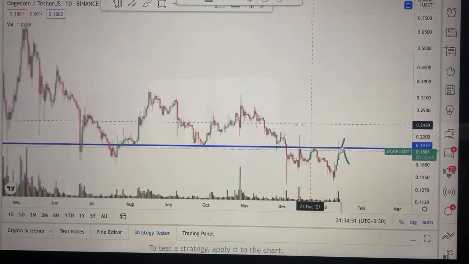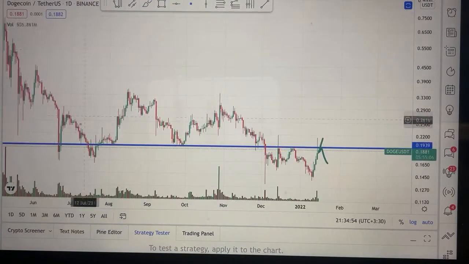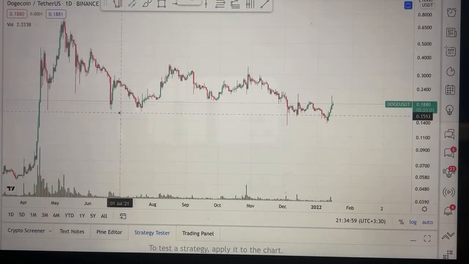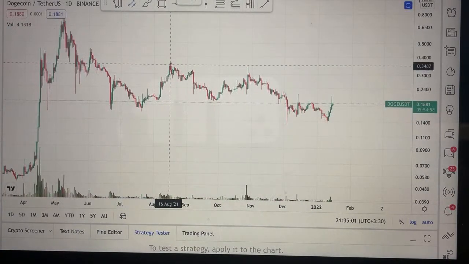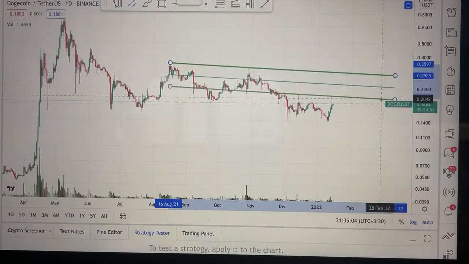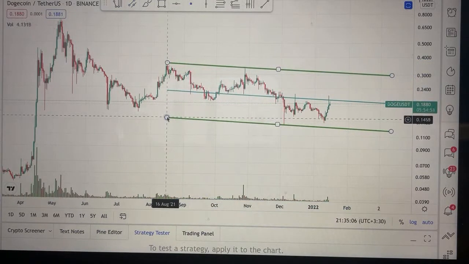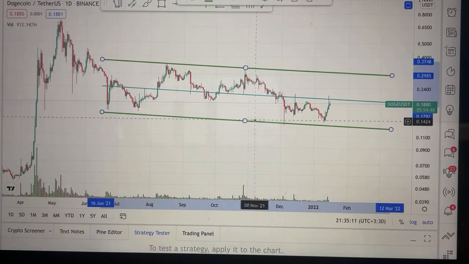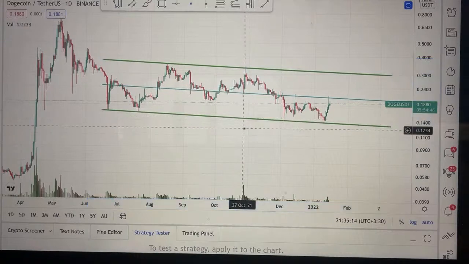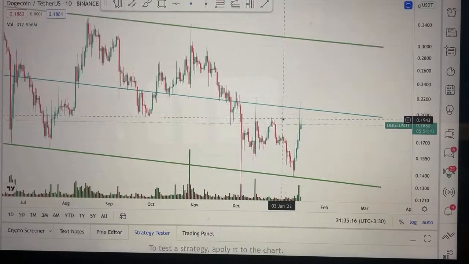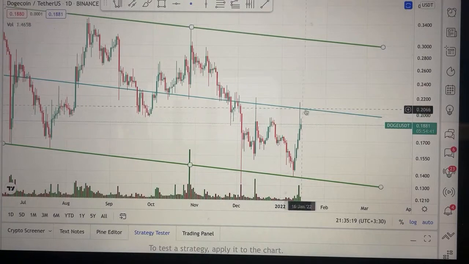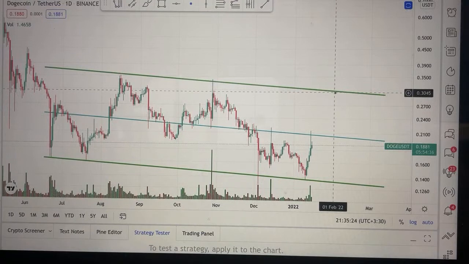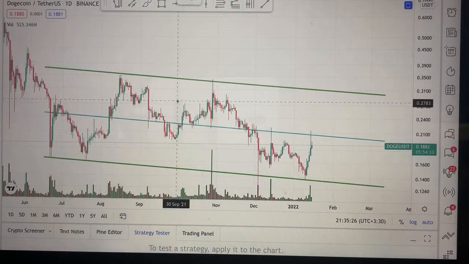This is my idea about Dogecoin. I think we are going to see some higher levels, and I'm going to tell you why. Because we are moving in this bearish channel, which is going to be something like this channel. It's a bearish channel for Doge, and Doge is actually trying to break above the middle line of this channel. And I think it's going to happen. I think we are going to see the top of this channel again for Dogecoin.